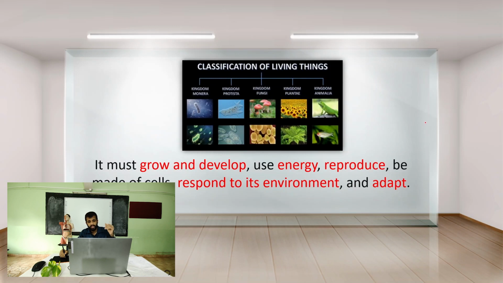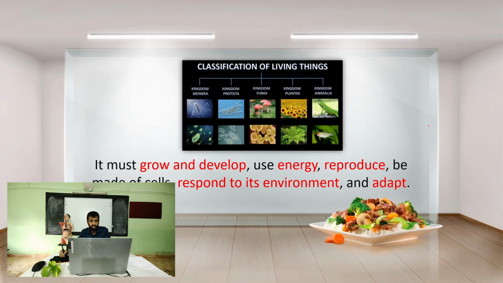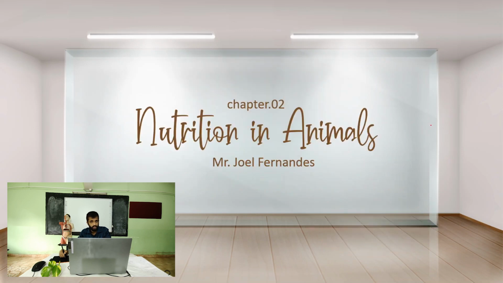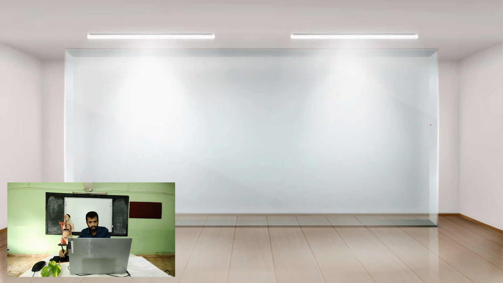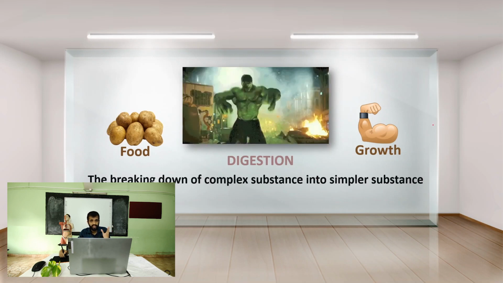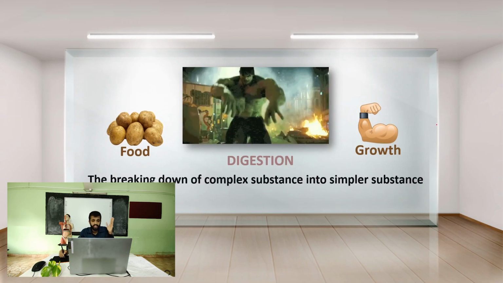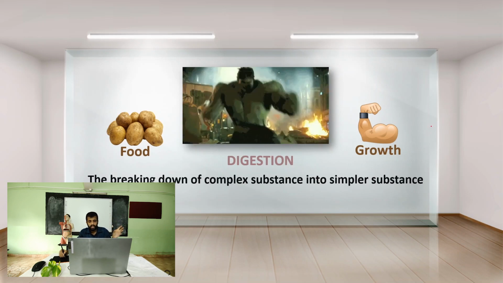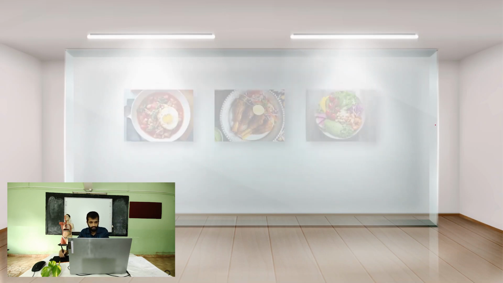For any organism to say that it is living, it has to develop and grow, it has to use energy, reproduce, respond to its environment, and adapt. And for all these things to happen, the basic resource that we require is food. That is because we are studying nutrition in animals. The food that we eat doesn't digest immediately, it takes some time. So, what is digestion? It is a breakdown of a complex substance into a simpler substance.